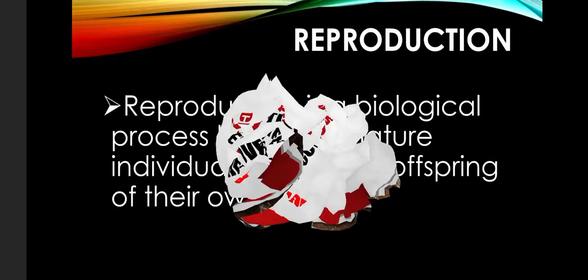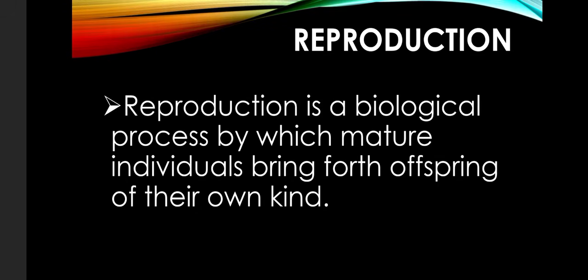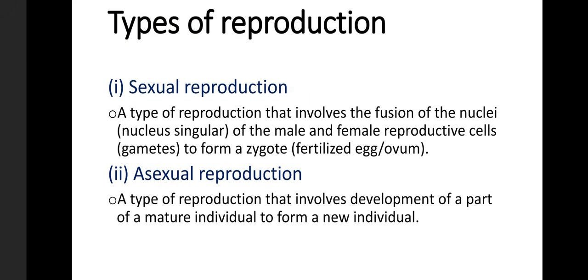Before we proceed, it is important that we understand the meaning of this term reproduction. Reproduction is normally defined as a biological process by which mature individuals bring forth offspring of their own kind. We have two types of reproduction. Type number 1, sexual reproduction, and type number 2, asexual reproduction.